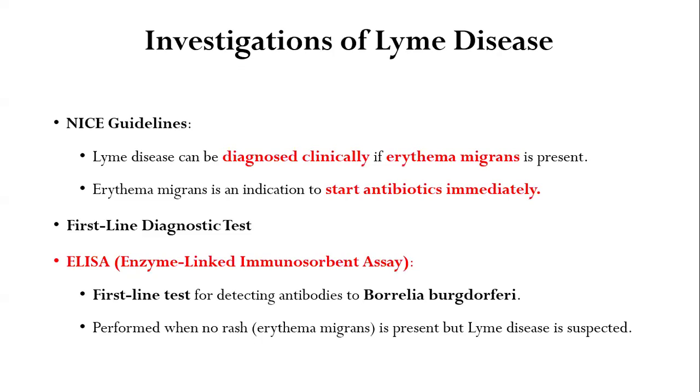Now, what are the investigations of Lyme disease? As already mentioned, the NICE guidelines recommend that Lyme disease can be diagnosed clinically if erythema migrans is present. Erythema migrans is an indication to start antibiotics immediately. The first line diagnostic test if erythema migrans is absent is ELISA, the first line test for detecting antibodies against Borrelia burgdorferi. This ELISA test is performed if the rash is absent but Lyme disease is clinically suspected.